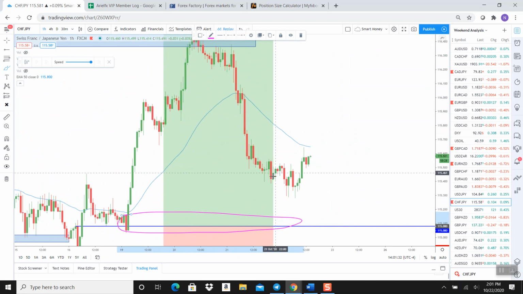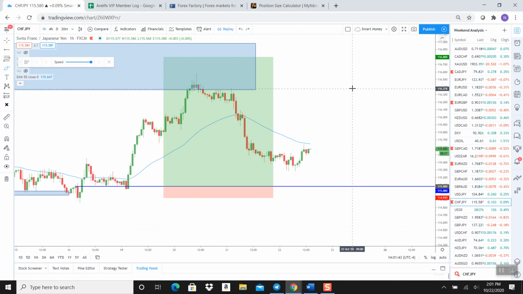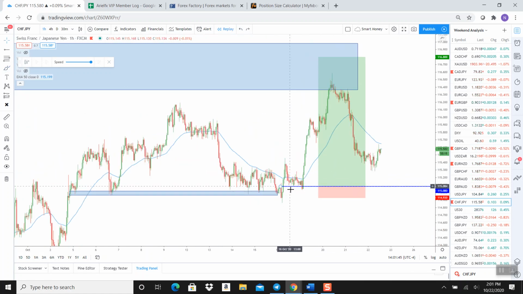Why do I think it could happen? Well, because on a lower time frame, there is a schematic play that we broke to the upside here, breaking structure. So we could experience a slight pullback and then a continuation. But that's besides the point. Where is our overall take profit if we had entered right here?